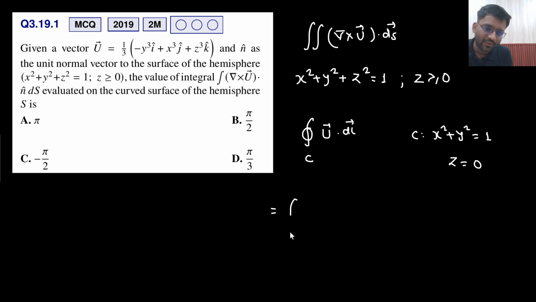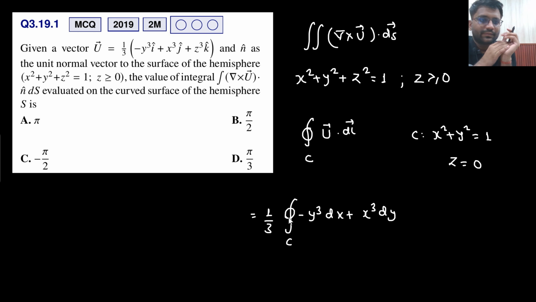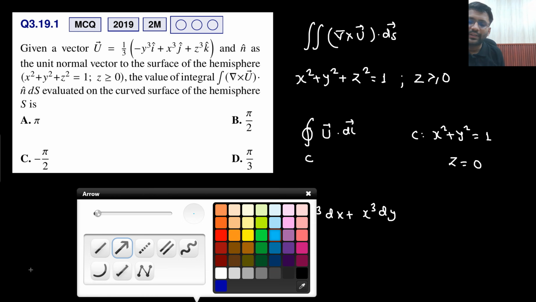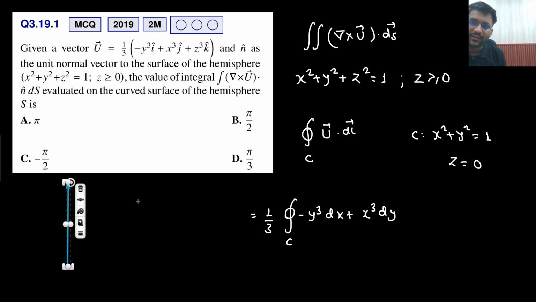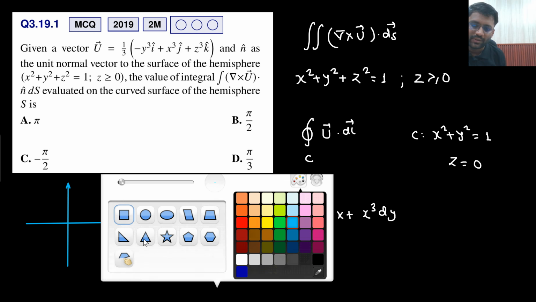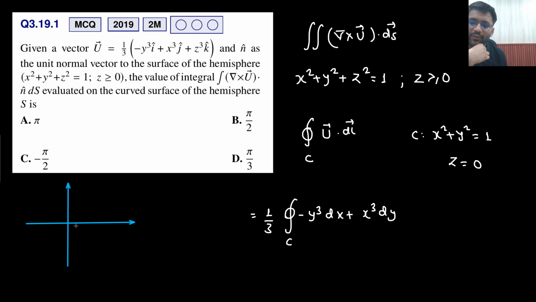What will you be getting? U dot dl I am supposed to calculate. So 1 by 3 will be outside, minus y cube dx plus x cube dy over the curve C. On the curve C, I need to rotate. Without even drawing the diagram, you already know what the value of x and the value of y are on this curve, x square plus y square equals 1.